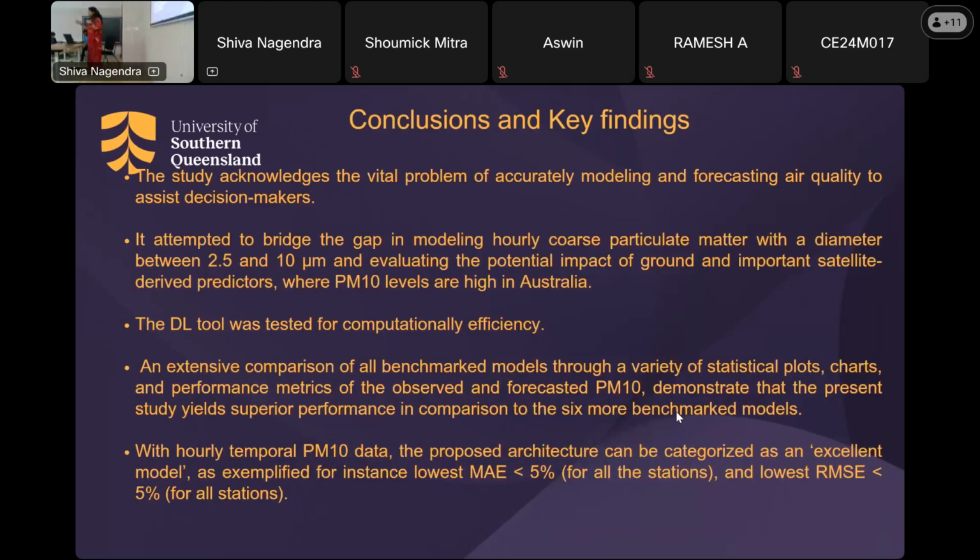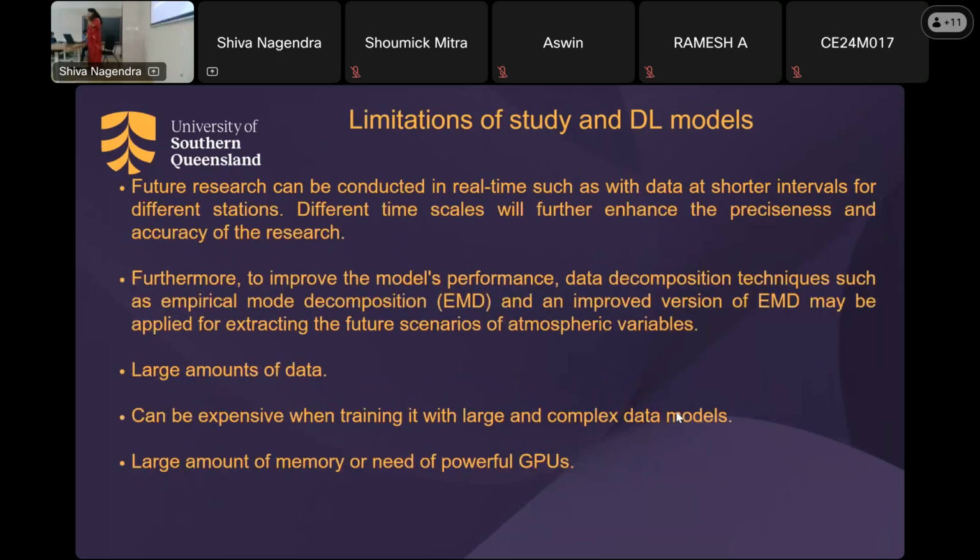The deep learning tools developed were tested for computational efficiency, time consumption, and memory usage. And we tried to bridge the gap in modeling coarse particulate matter with a diameter between 2.5 and 10, evaluating the potential of ground and satellite-derived predictors. And of course, we compared it with statistical performance metrics, visual metrics, and general data.